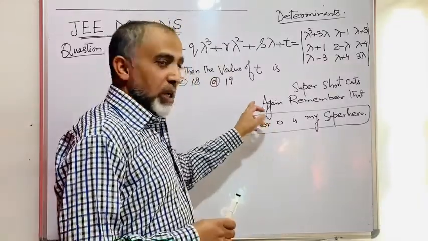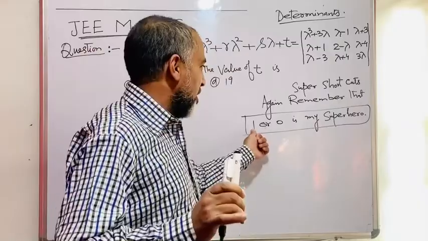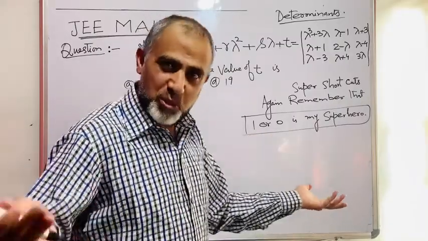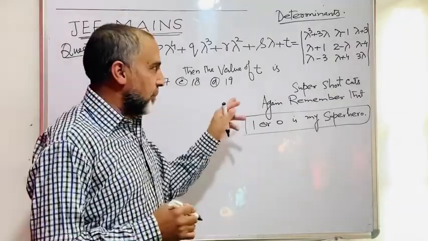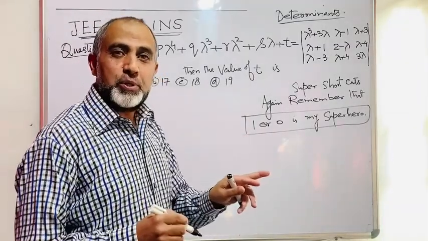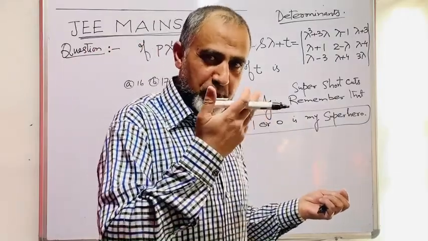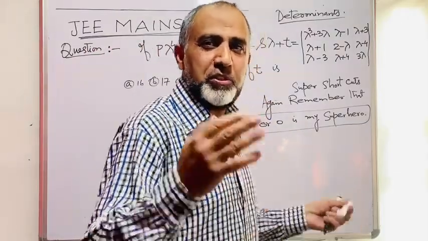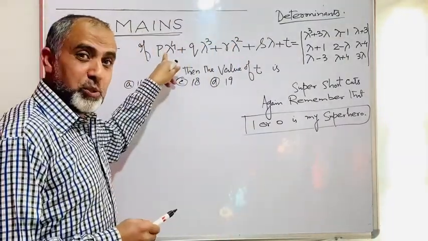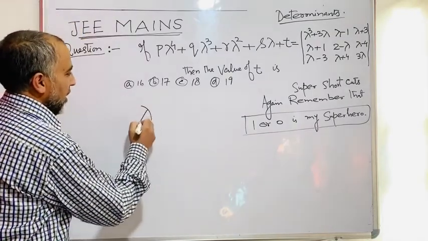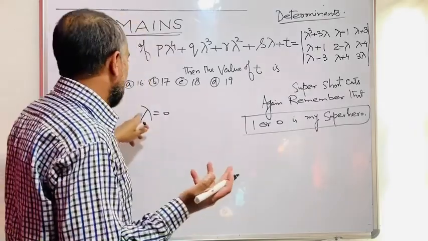We'll use super shortcuts. Again, we'll remember as we have discussed last time, one or zero is my superhero. What will we do? Look, we'll put lambda equal to zero. Now we can solve the question in just 10 to 20 seconds. Okay, we'll put lambda is equal to zero. Solution: from here you will see, it will be done in two or three steps. We'll put lambda is equal to zero.